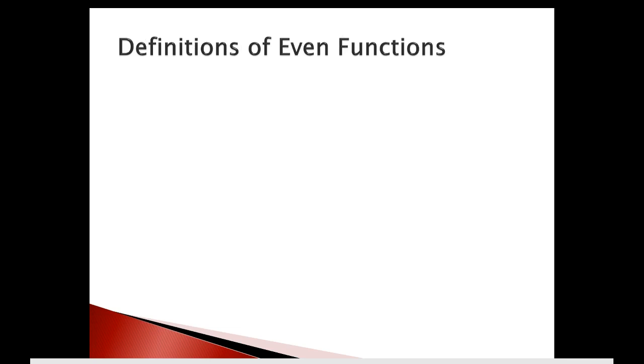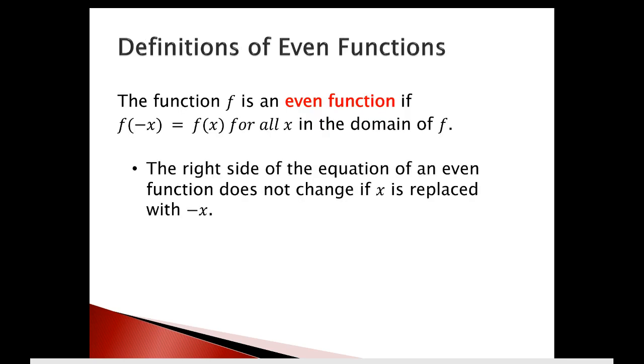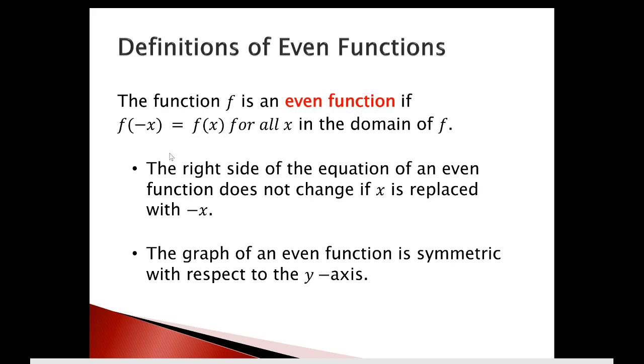Here we are going to define an even function. The function f is an even function if f of negative x is equal to f of x for all x in the domain of f. That means if we change the value of x into negative x, then after changing that value, if we have the same function f of x, in this case we call this function an even function. And also an even function is symmetric with respect to the y-axis. And this is an example for even functions.